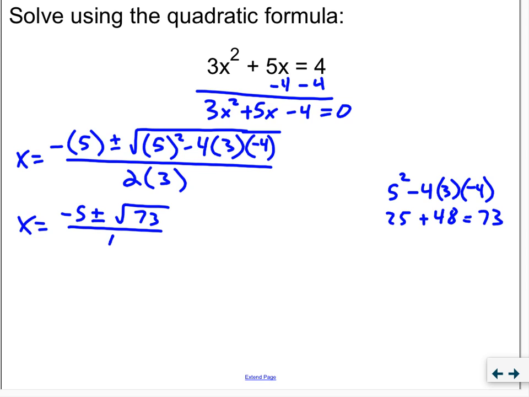Two times 3 is 6. Now, the square root of 73 can't really be simplified. If I wanted to try to simplify it, it's not going to work. If I wanted to go to a decimal, I could get a decimal for it with my calculator. But my answer is pretty good here.